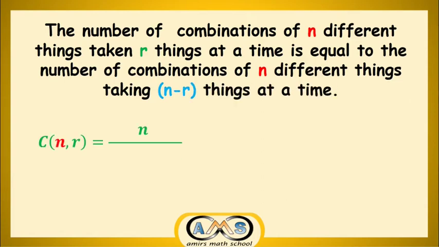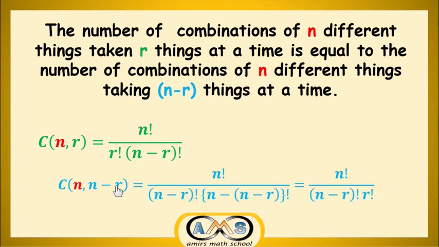We know the value of C(n,r) is equal to n factorial divided by r factorial multiplying with (n minus r) factorial. Now, if we find the value of C(n,n minus r), then the value will be n factorial divided by (n minus r) factorial multiplying with (n minus r) factorial, which is equal to n factorial divided by (n minus r) factorial multiplying with this r factorial, which is exactly equal to the value of C(n,r). So we can say these two, C(n,r) and C(n,n minus r), are equal, which is called complementary combination.